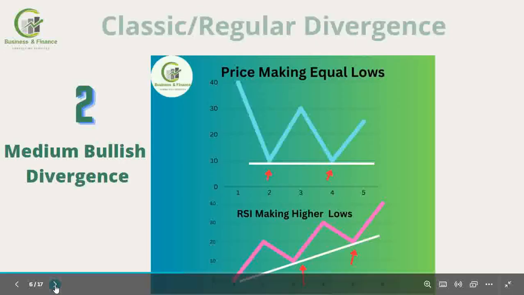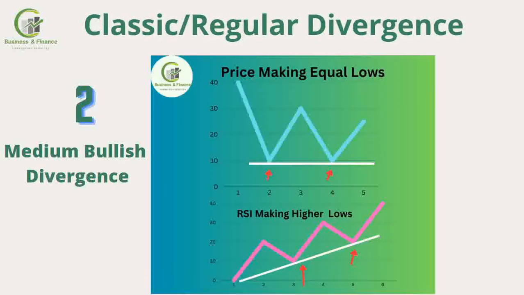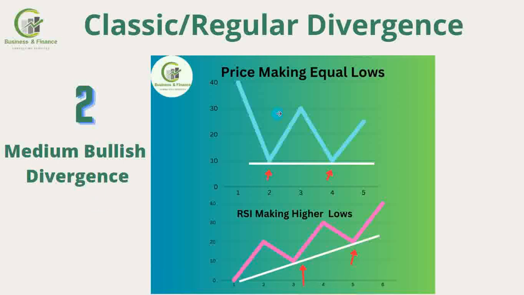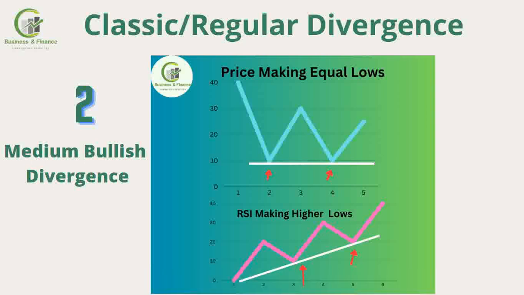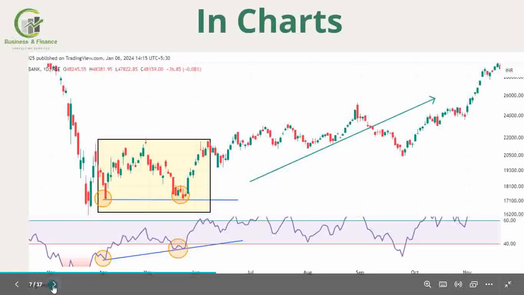Now, the second type of bullish classic divergence is not that strong, but it is medium strength. How can we observe it? You see that the price is making lower lows or equal lows, whereas on the opposite side the RSI oscillator is still making lower highs. So let's see the chart example.